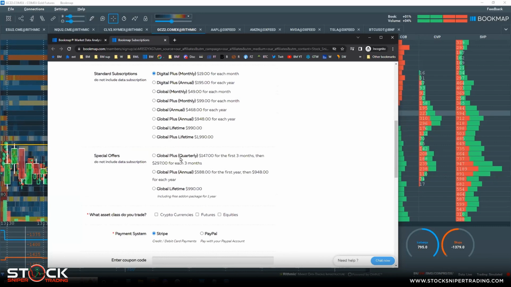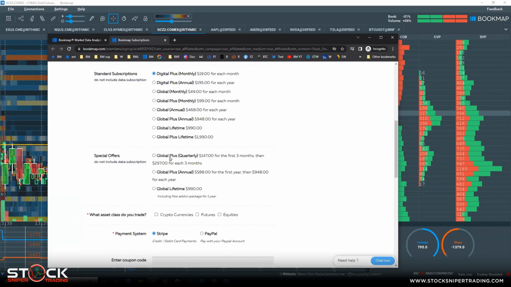That's what we want to provide for our partners, is a special deal. So here you get Global Plus for the quarterly. Every quarter you'll be charged, or every year, annual, or you can also get a lifetime subscription here. And I'll go through the different deals here because there's some details in here.